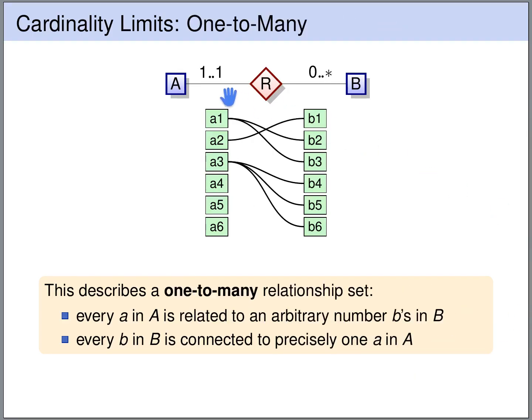We can express a one-to-many relation by annotating the one side by 1..1 and the many side by 0..*. So we express that every A is related to an arbitrary number of B's, and every B is related to precisely 1 A. So let's have a look. B1 is related to A2, so precisely 1 A. B2 is related to A1, precisely 1 A. B3 is related to A1, also precisely 1 A, and so on.